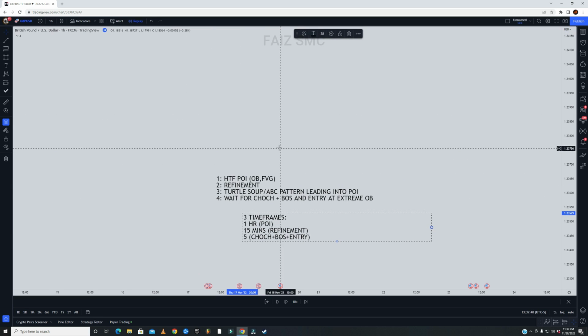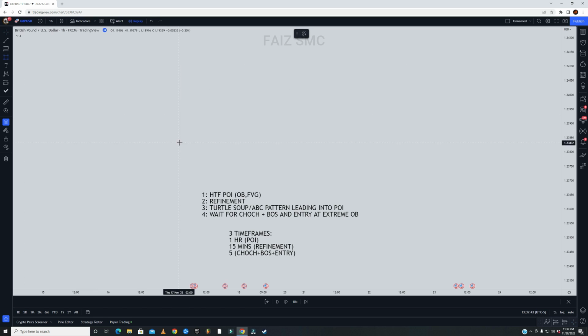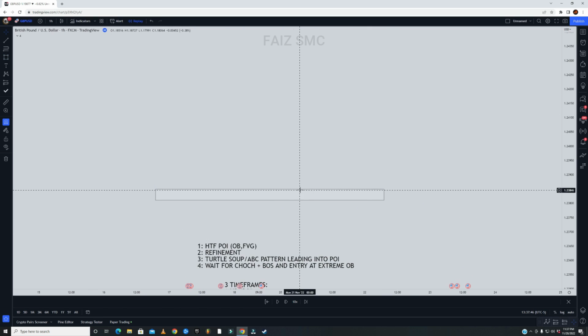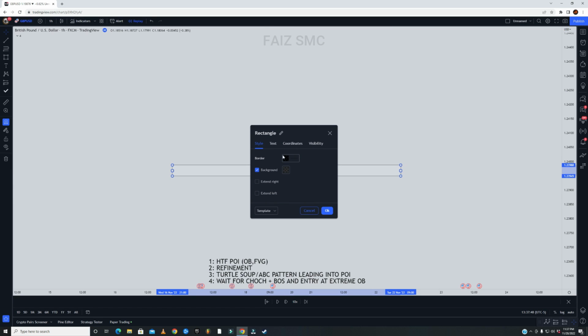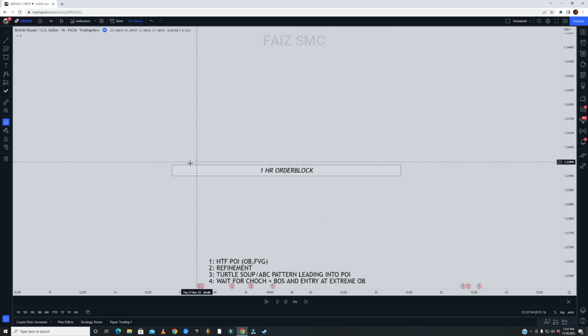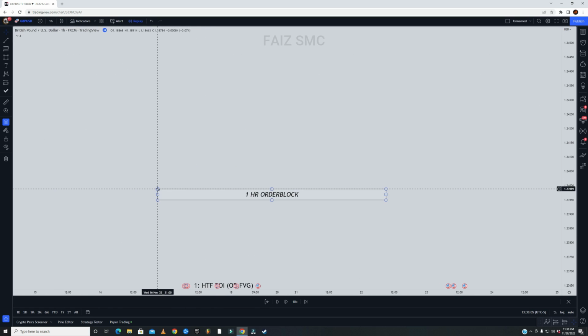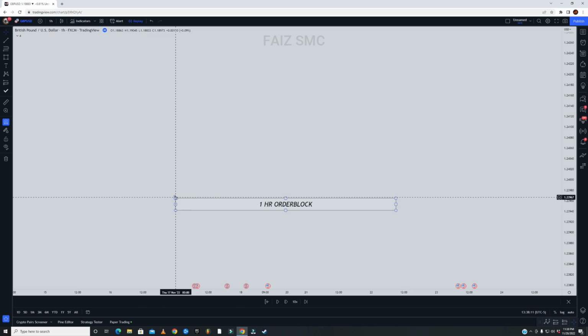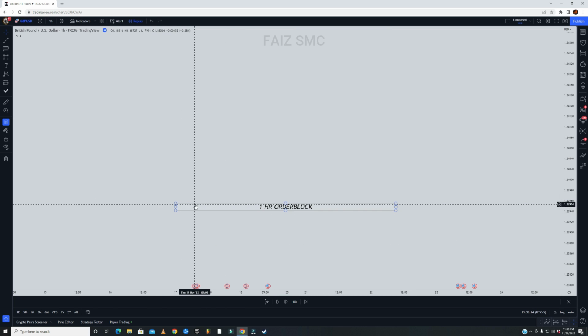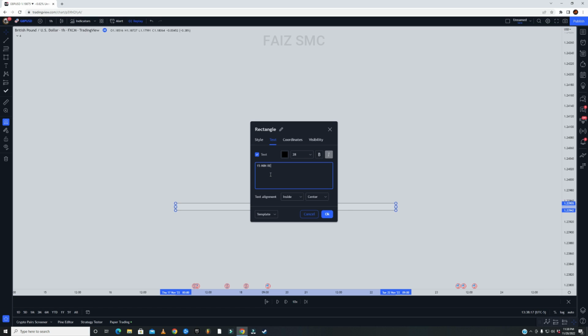So the number 1 rule is higher time frame POI, right? So let's say this right here is your 1 hour order block, right? So this is your 1 hour order block. Now what you want to do is you want to go back to the 15-minute time frame. So for this, our high time frame is 1 hour. For refinement, we are going to use the 15-minute time frame, and you're gonna see that your POI will get smaller when you refine it, okay? When you make it smaller. So I'm just gonna call it 15-minute refined OB, and let's make it smaller.